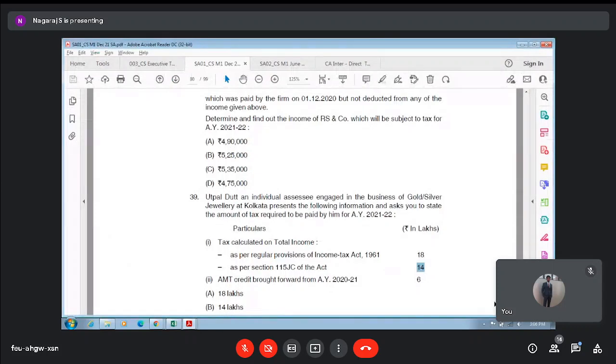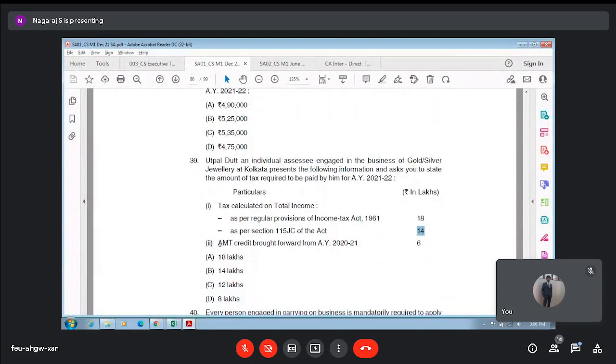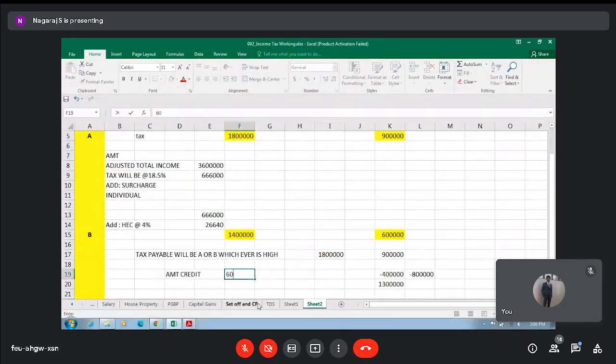Now the question: AMT credit brought forward for the assessment year 22-23, AMT credit they have brought 6 lakhs. Then tell me, how much is the tax payable? Can I deduct the entire 6 lakhs? No. Or how much do I need to deduct? 4 lakhs. Why 4 lakhs? AMT is 14 lakhs. That much you need to pay. See, if I deduct 6 lakhs, 18 lakhs minus 6 lakhs, 12 lakhs will come. If I deduct the entire credit of 6 lakhs, I will end up paying 12 lakhs.